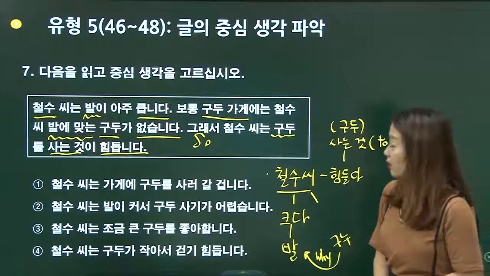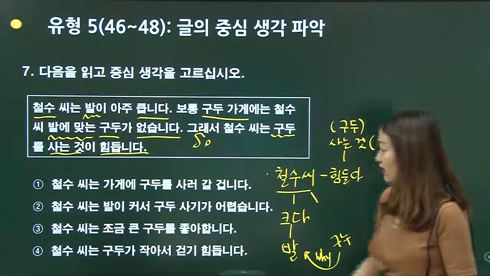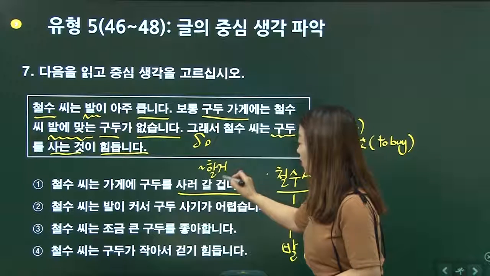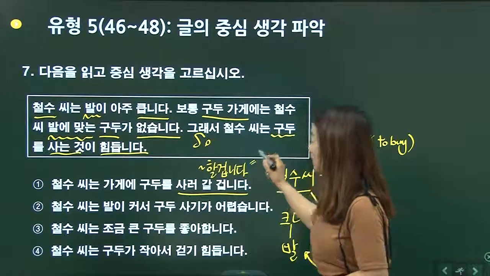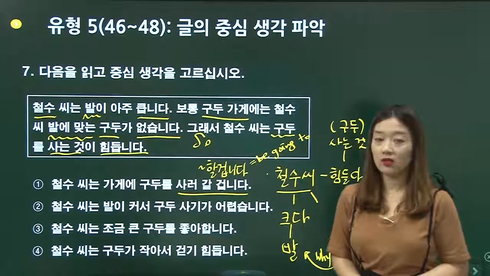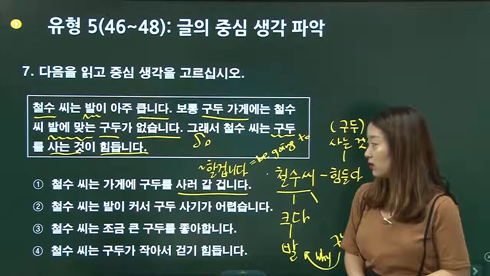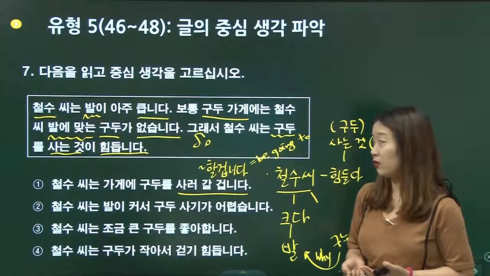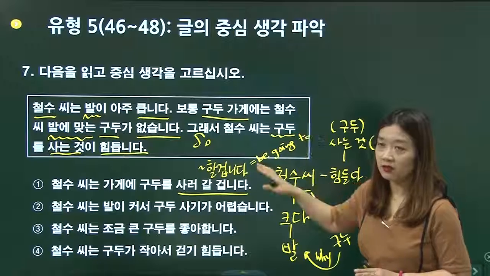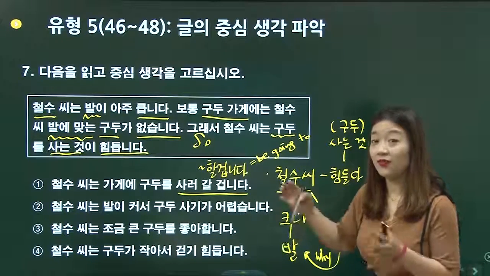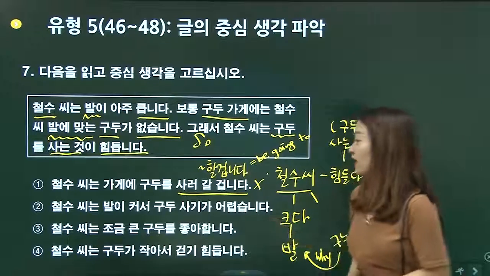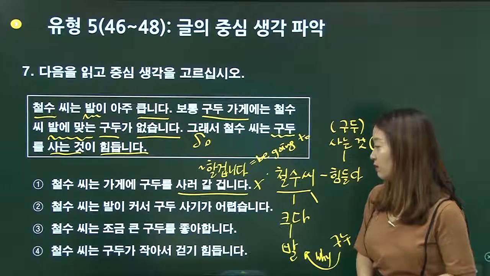To buy. Right, number one. 철수 씨는 가게에 구두를 사러 갈 겁니다. 사러 갈 겁니다. ~ㄹ 겁니다 means be going to. So he is going to buy shoes. It's not true, right? This is about how he has a lot of difficulty buying shoes because his feet are a little bit bigger than normal people's, right? It's not true.